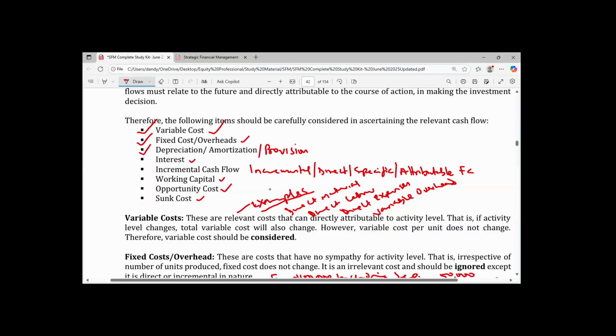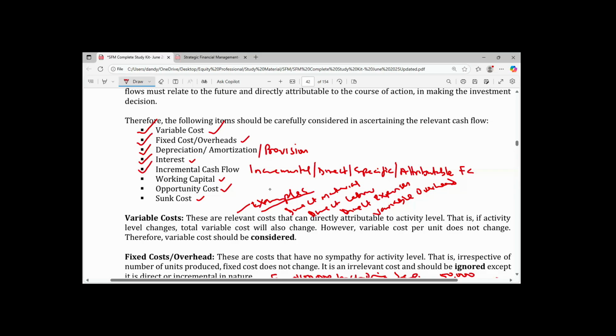Also, if you are given interest in a question, whether it's in percentage or in the absolute naira, you have to ignore interest because the cost of capital that you are going to use to discount the future cash flows already includes interest. If you include interest again in your calculation, that means you are treating interest twice. That's why you have to ignore interest. The next one is that if in a question you are given incremental fixed cost, direct fixed cost, specific fixed cost, attributable fixed cost, they are all relevant.